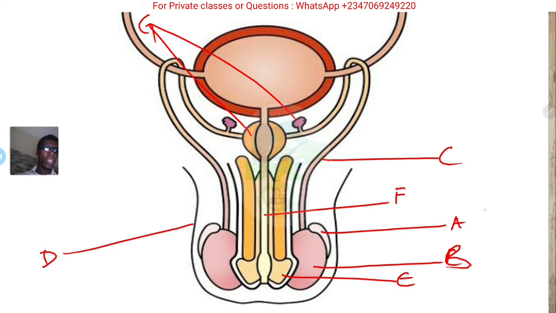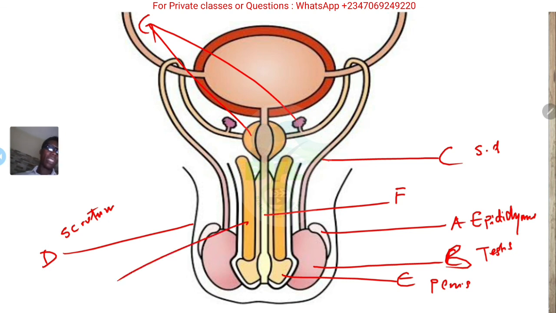So A, this is the epididymis. B, that's the testis, singular. C, this is the sperm duct, or if you write vas deferens, or you say vas deferens, still correct. This is D, this is the scrotum, or if you say scrotal sac. E, that's the penis. Even if you're pointing around there, still the penis. Even that's the erectile tissue of the penis. F, this is the urethra.